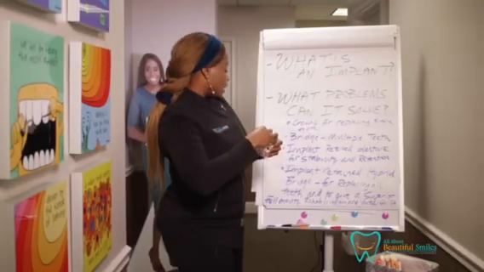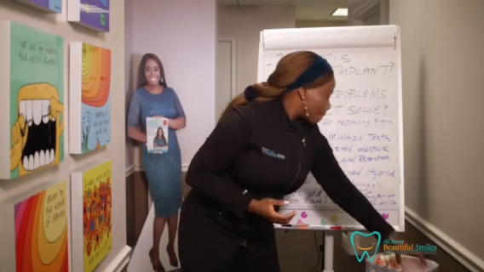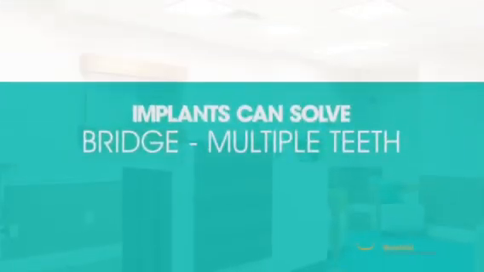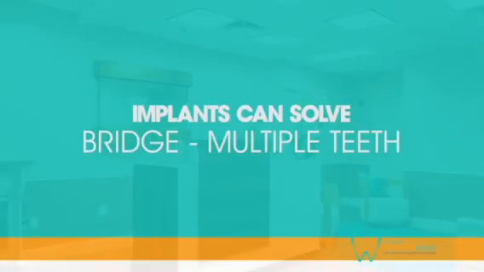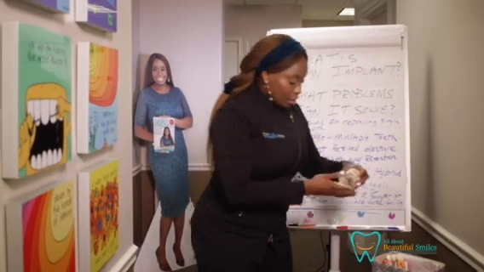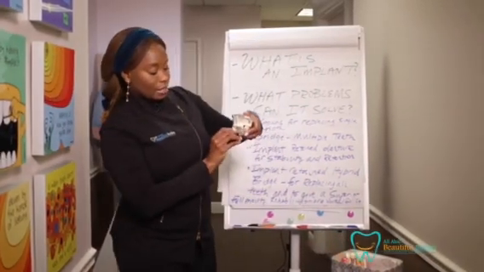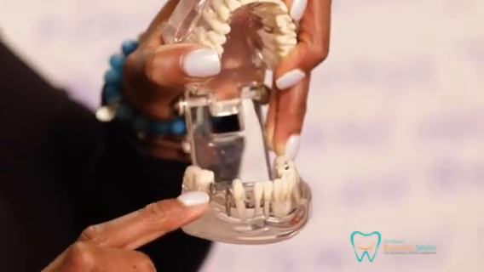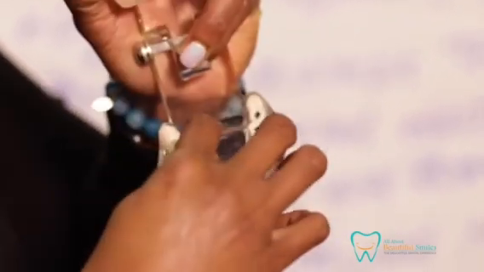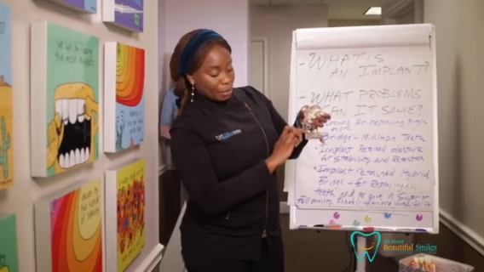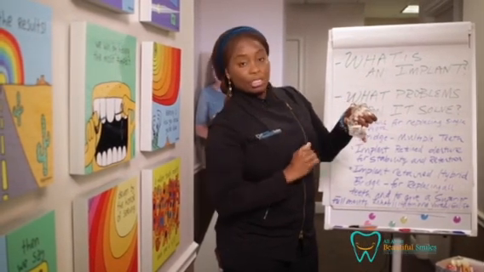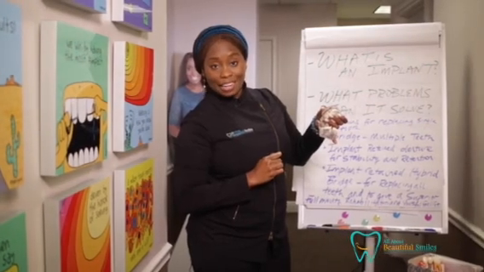Now, the other thing is we can use the dental implant to solve the problem of multiple teeth being missing. So that would be a bridge. And it looks very much like this. So you have these three teeth missing. We place two implants, and then we place the abutments on the implant, and then we can place the bridge on there. How cool is that?